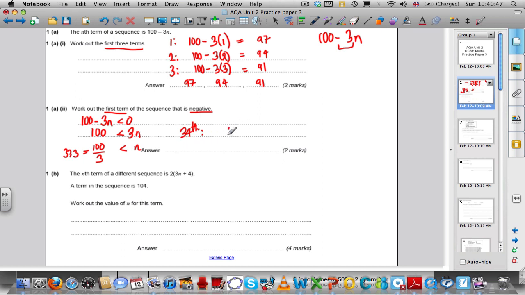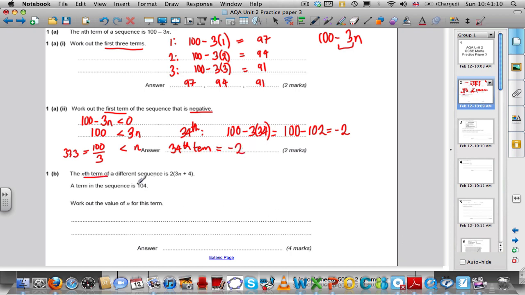And the answer would be 100 subtract 3 times 34, which is 100 subtract 102, so the term would equal minus 2. So I would give my answer for that as the 34th term, which equals negative 2.